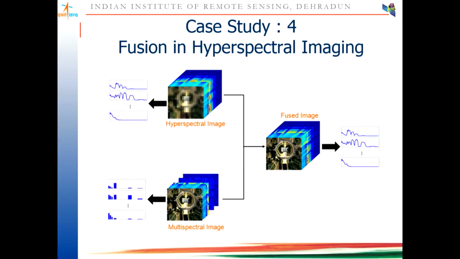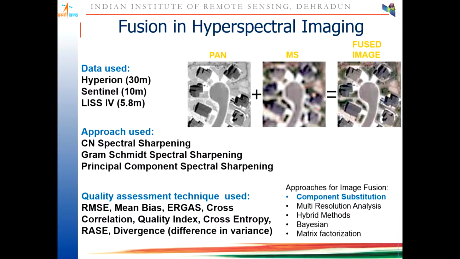In one of the other case studies, we fused hyperspectral data with multispectral data. Now this is also one important area of research, because sometimes what happens is you have good spectral resolution, right? But you don't have good spatial resolution. So what to do? You have to compromise either on the spatial resolution or on the spectral resolution for working in urban areas. But here, in this kind of scenario, you are fusing the hyperspectral data with the multispectral data. Now the methods that we have used, the three, the CN spectral sharpening, Gram-Schmidt, principal component, these are the preliminary kind of fusion techniques.